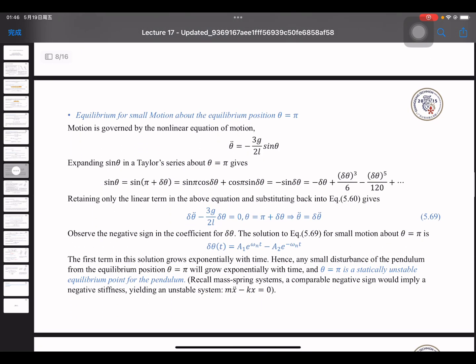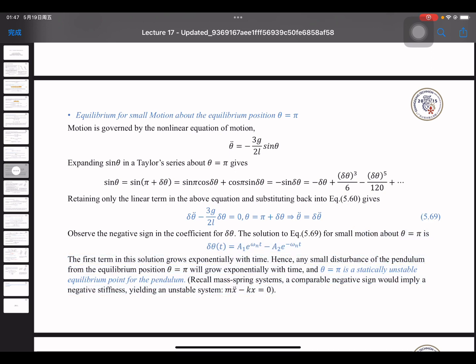So let's consider small motion about the equilibrium position theta equal pi. Motion is governed by the nonlinear equation of motion, theta double dot equals minus 3g over 2L sine theta. Expanding sine theta in a Taylor series about theta equal pi gives sine theta equals sine of pi plus delta theta, equals sine pi cosine delta theta plus cosine pi sine delta theta. Retaining only the linear term and substituting back into the equation gives such an equation. This is for small delta theta.